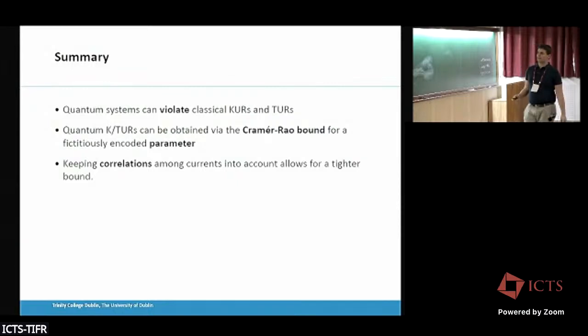So this leads me to my conclusions. Quantum systems, as we saw, can violate classical KURs and TURs. This has been known for a while. Hasegawa and colleagues discovered that quantum KURs and TURs can be obtained via the Cramér-Rao bound for a fictitiously encoded parameter, where the fictitious encoding is crafted in such a way as to retrieve the KURs and TURs. And finally, if we keep the correlations among the currents into account, this allows for tighter bounds in situations where we have multiple currents.